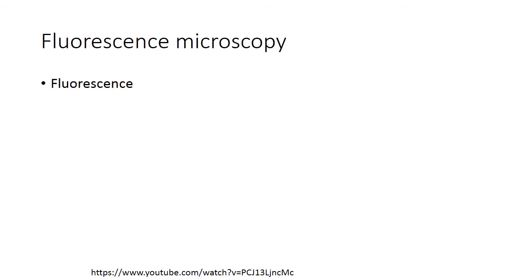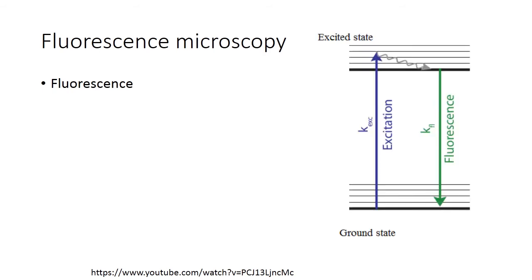The next type of microscopic technique is called fluorescence microscopy. This is based upon fluorescence produced by a given specimen. In fluorescence microscopy, there is an exciting laser, and because of that exciting laser, the electrons become excited, and when the electrons return from the excited state to the ground state, they release energy. That energy is in the form of light, and therefore this phenomenon is called fluorescence.